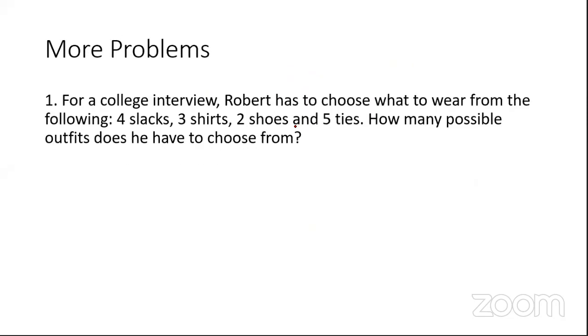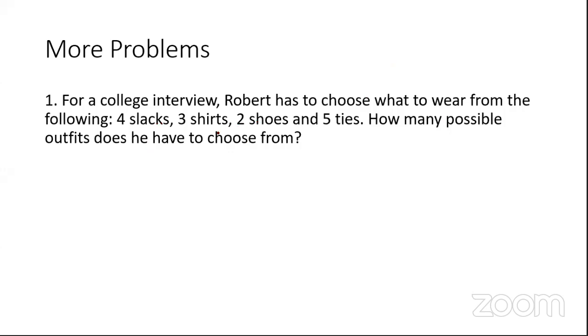Now, there are more problems here. For a college interview, Robert has to choose what to wear. So in choosing what to wear, from the following, we have 4 slacks, 3 shirts, 2 shoes, and 5 ties. So how many possible outfits does he have to choose from?